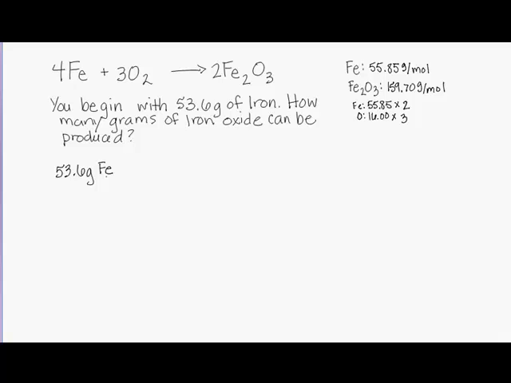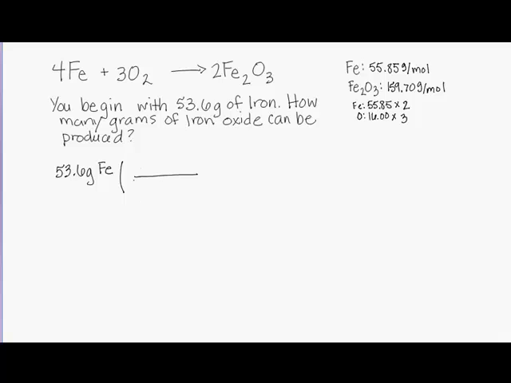And to get from grams of one substance to grams of another substance, we have to go through the molar ratio that we find in the balanced equation. But first, we have to get from grams to moles. To do this, we need a conversion factor for the molar mass.